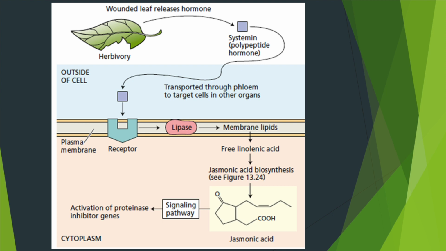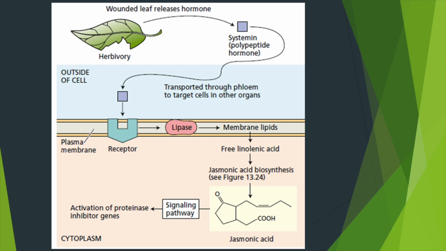So, this is a cartoon that shows the release of a hormone. This hormone is a polyketide hormone called histamine, and once there is herbivory or tissue damage, it will be secreted and produced inside the phloem. Once it is secreted inside the phloem, it will be received by receptors on the cell surface of other cells, and they will produce lipase.